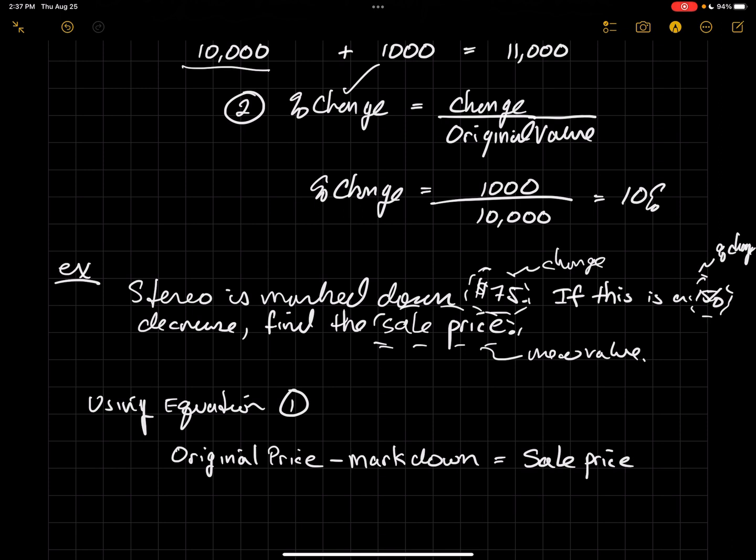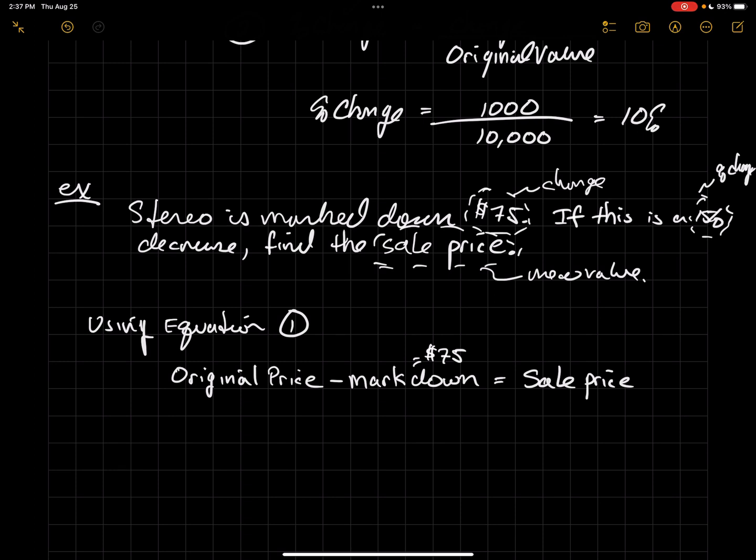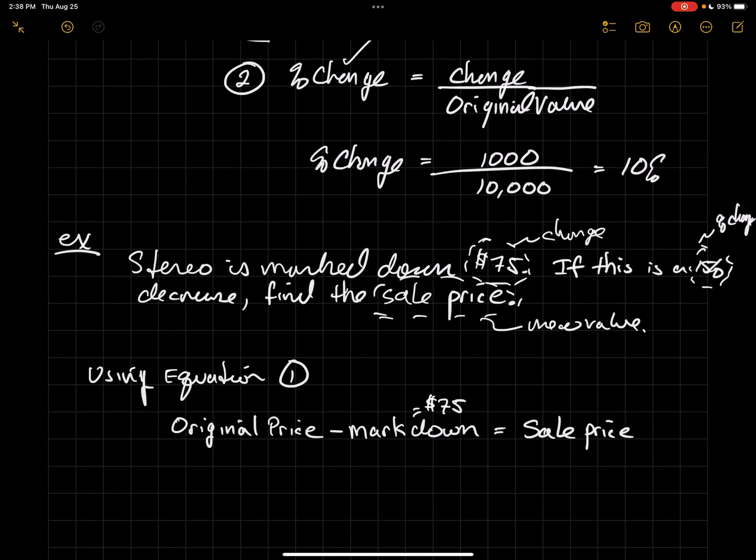Okay, let's take a look at this equation. I know the markdown, that's the $75. But I don't know the original price, and I don't know the sale price. So I have two unknowns, but only one equation. So if I want to determine what the sale price is, I have to think of another equation, okay? And of course, the second equation that we're going to use is equation number 2. Percent change is equal to change divided by original value.